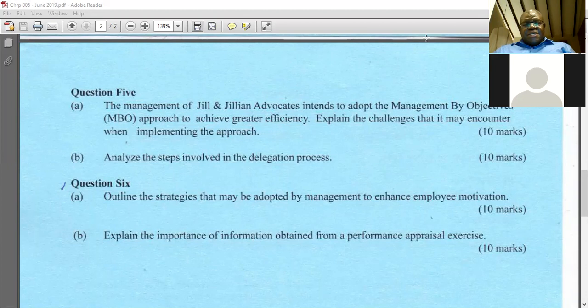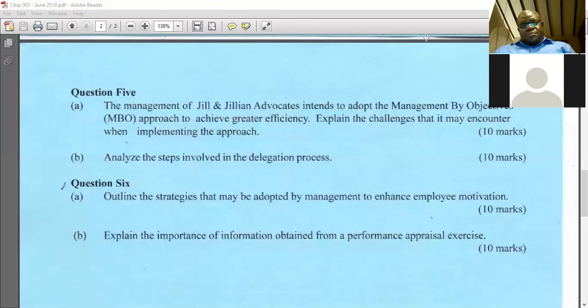Challenges in implementing MBO. Maybe you don't have support from the top management. So if anything you want to do in the organization, if there is no support from top management, it is likely to fail. But if there's support from top management, then the probability of it succeeding is enhanced. Anything else?